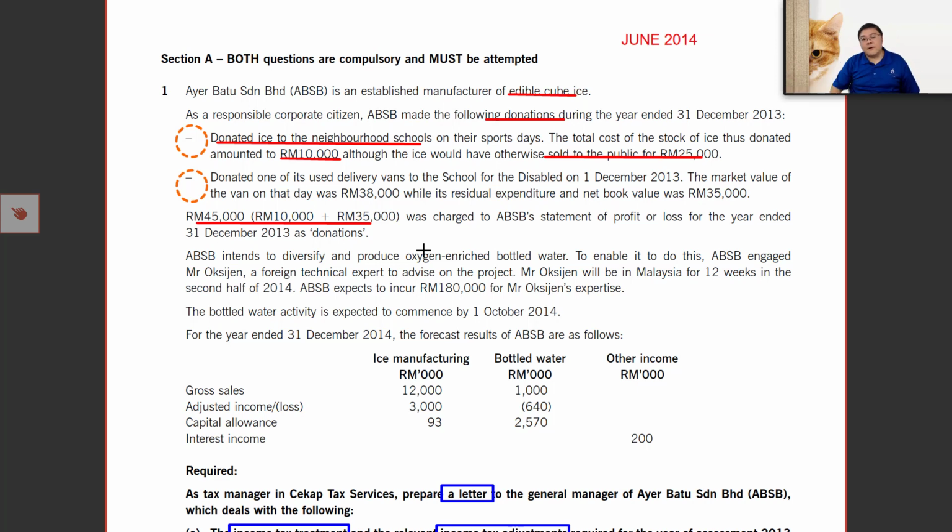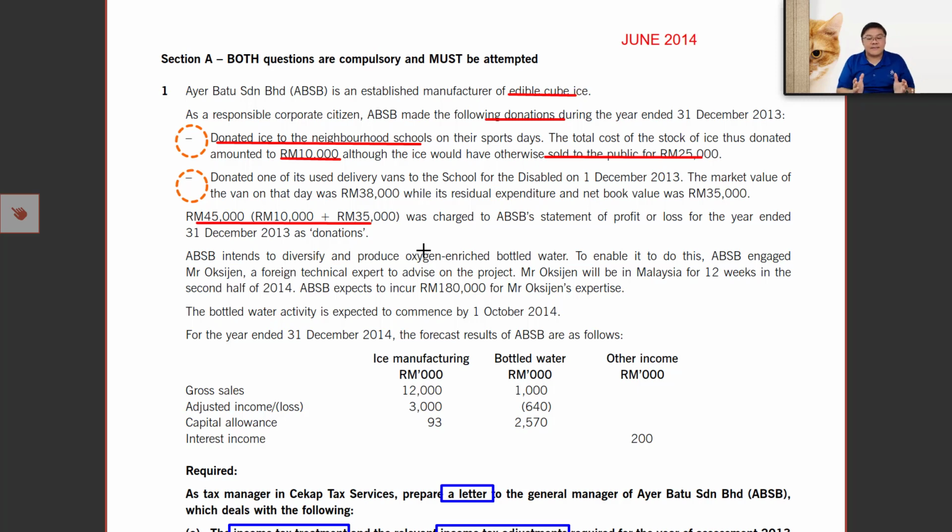But later, will you be able to claim anything for donation? Of course, no, because the donation is only claimable if it's approved. That's why you learn under section 44.6, you must make a donation to an approved institution and it has to be in cash. So you have to give advice like that.